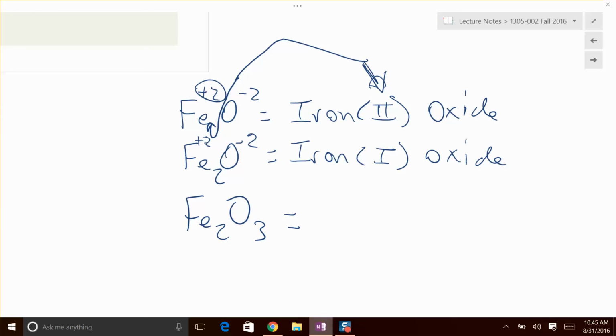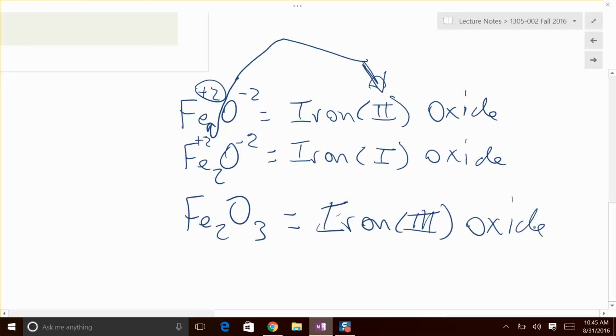Okay, what's the last one? Iron 3 oxide. -2. -2 times 3 is -6. That means I have to have a +6 over here. There's 2 irons, so I divide that +6 by 2 and I get a +3 on the iron. Or, guess what I could have done? Switchy up. It's very technical. Switchy up. Okay? Iron 3 oxide.